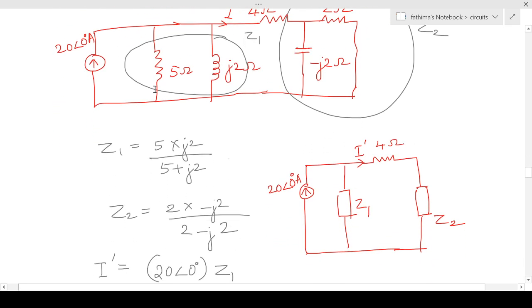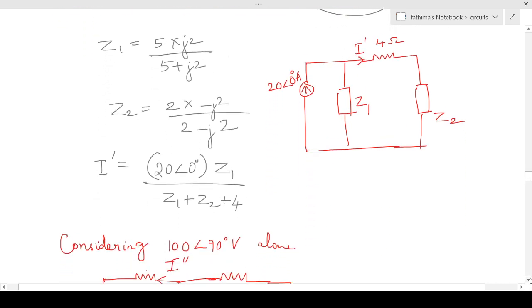So you can redraw the circuit like this: 20 angle 0, here it is Z1, here it is 4 ohm, here it is Z2. Now we can calculate the current flowing through the 4 ohm, that is I dash, which will be equal to the total current 20 angle 0 into the impedance of the other branch Z1, divided by the total impedance Z1 plus 4 plus Z2. So we'll get I dash.